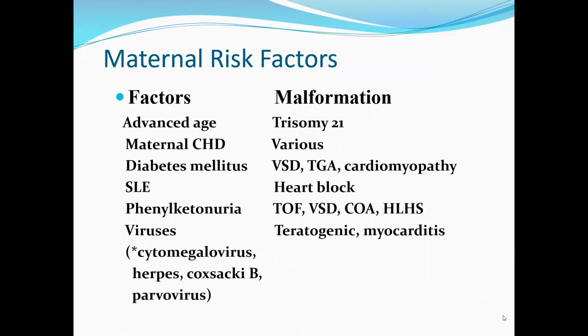Trisomy 21 may be associated with various congenital heart diseases, for example, VSD, transposition of the great arteries, cardiomyopathy, heart block, tetralogy of Fallot, VSD, coarctation, hypoplastic left heart syndrome, and so on.